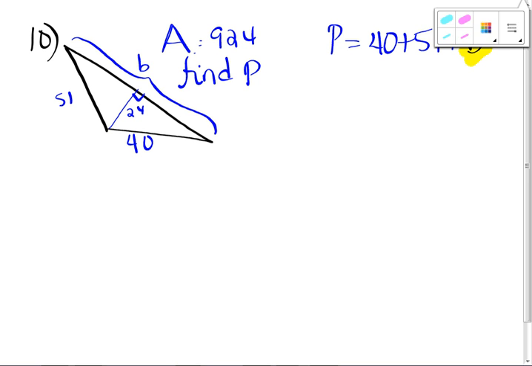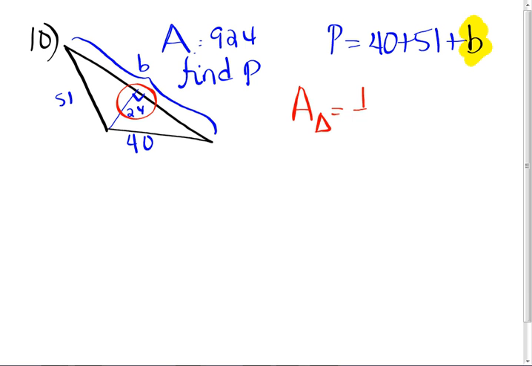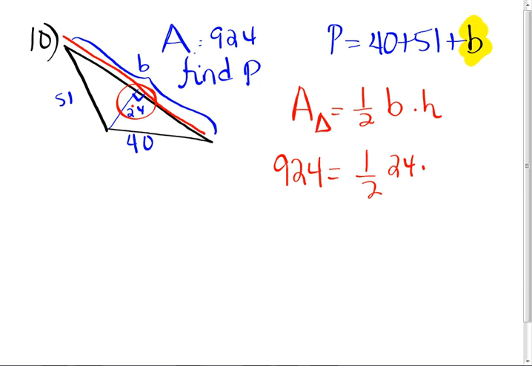Remember that the base and the height are connected by that little square. So the area for the triangle, which is 1/2 base times height, and guess what I have? I have the area for the triangle. That's 924 equals 1/2. I don't have the base. That's what I want. And the height's 24. Okay, do you see what I'm doing?